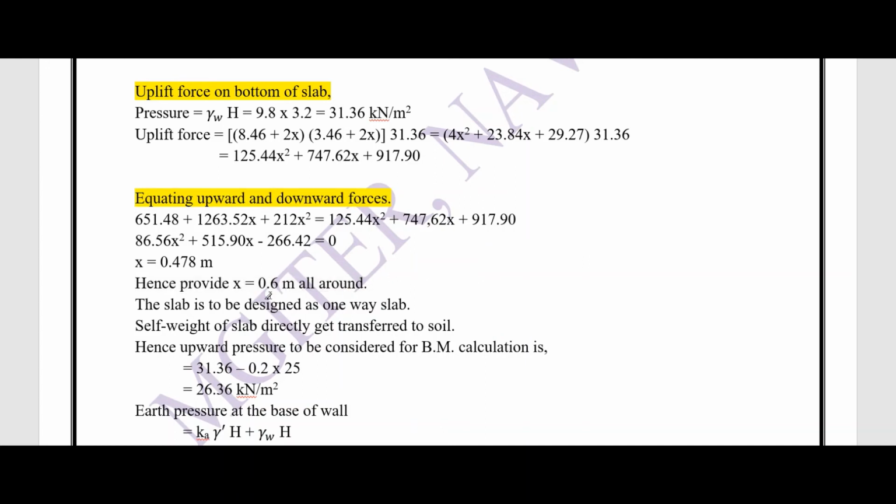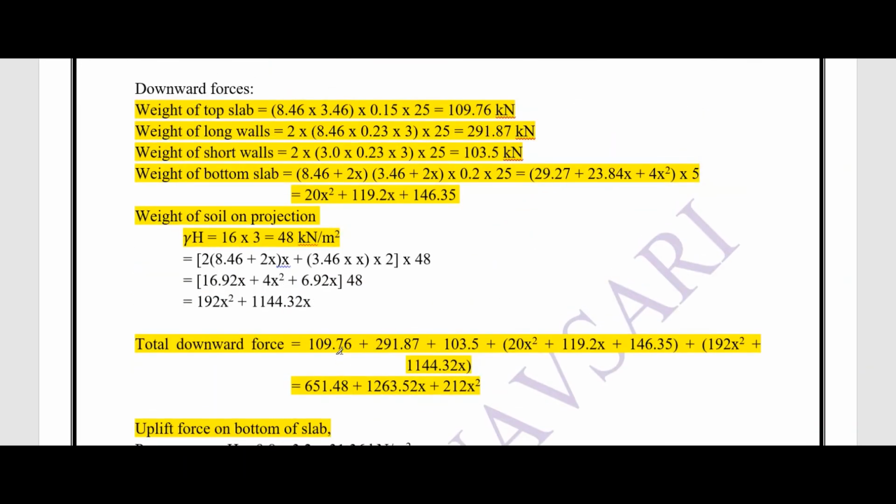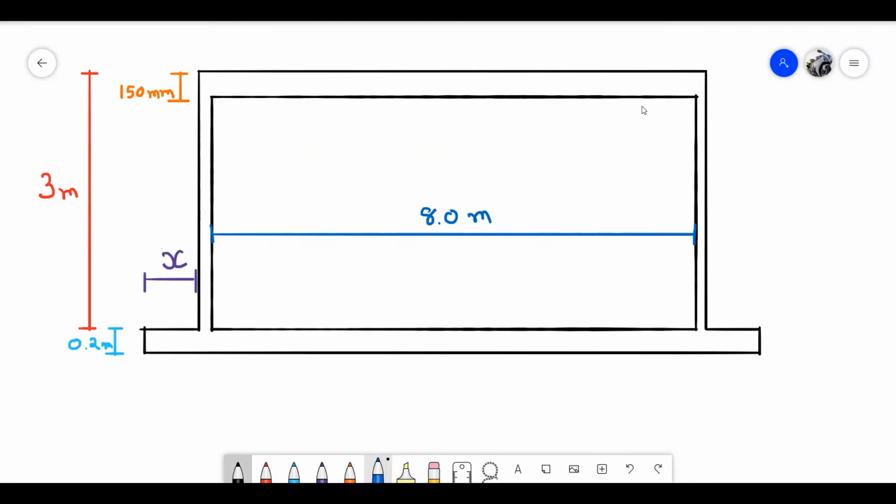So in this example we calculate the x distance. In the previous example we assumed the x distance. Now I am going to calculate it, and I will explain what the x distance is. It is here, the projected area distance. In the previous example we assumed this projected area as 0.3, but in this example we calculate the x distance by a calculation. So let's see how to calculate this x distance.